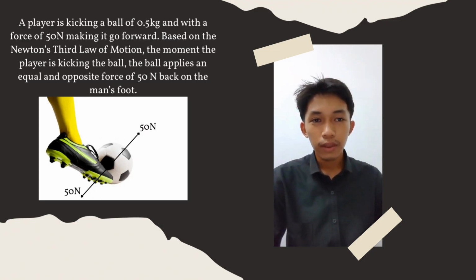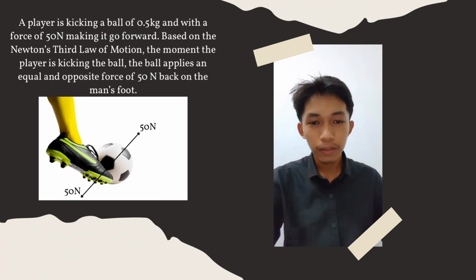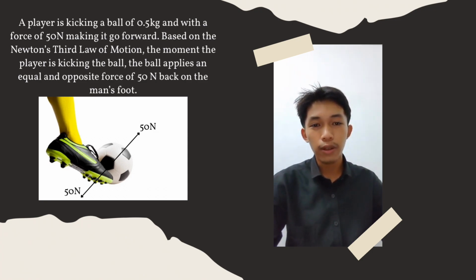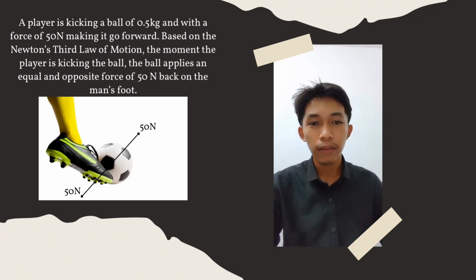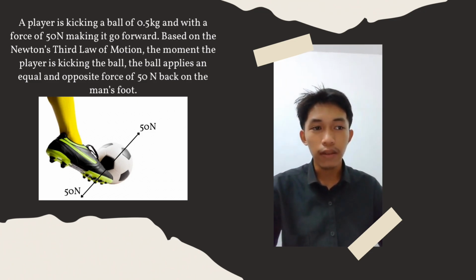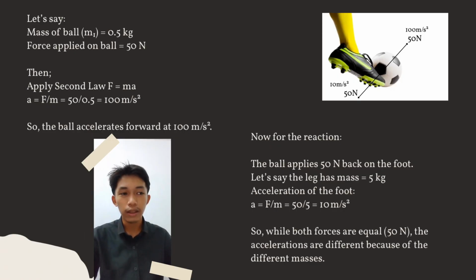In real life, imagine a player kicks a stationary soccer ball. The action is the player's foot applies force to the ball, sending it forward, and the reaction is the ball applies an equal force back on the player's foot in the opposite direction. You might not always feel that force, but it's definitely there. That's the numbers behind this.